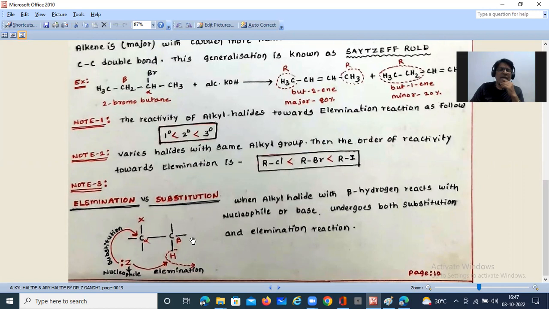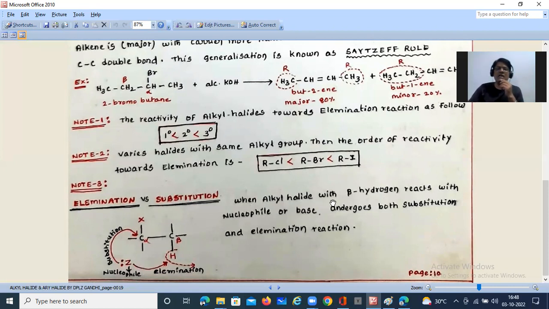Now let us see the differences between elimination and substitution. See here what type of compound is given: it is an alkyl halide, where the halogen is attached to this carbon, known as the alpha carbon, and its adjacent carbon is the beta carbon, having hydrogen. If that hydrogen is removed, it follows the elimination reaction. If a nucleophile attacks the alpha carbon, that would be substitution. Whenever the nucleophile attacks the alpha carbon, the halogen is replaced with the help of the nucleophile.